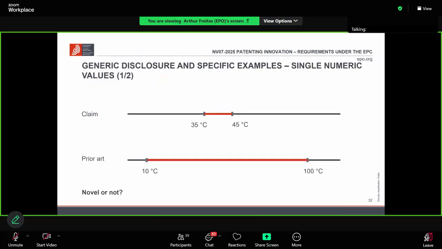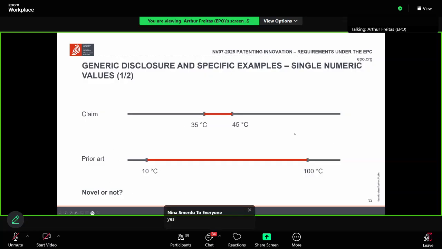Imagine we're talking about, let's say, temperatures for curing a type of plastic. And you claim that you can cure a plastic from 35 degrees to 45 degrees. I do a prior art search and I find a document that says, oh, we're curing plastics from 10 degrees Celsius to 100 degrees Celsius. Is your claim new here? What do you guys think?